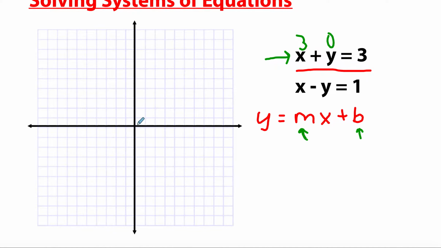So I could come here to this xy graph and go 1, 2, 3. I'm going to go 3 in the x direction because x is 3, 0 in the y direction. That point would work, but that's just one point. Are there any others I could do?